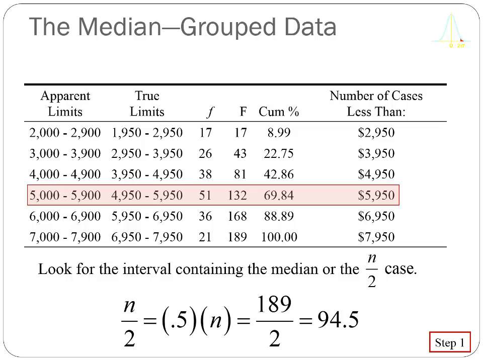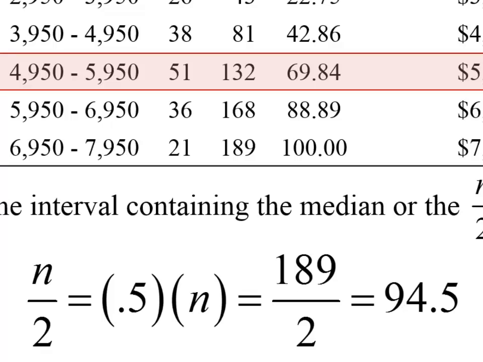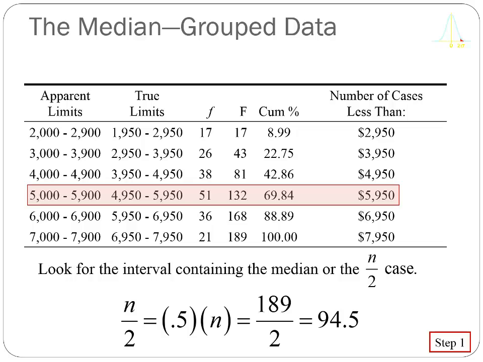Again, half the cases are not below 4,000, nor are half the cases in 4,000 to 4,900 and above. But somewhere between 5,000 and 5,900 is a value such that half the cases fall below and half the cases fall above if they were ordered from low to high. If you look at the formula at the bottom, I can tell you that I have 189 cases. If I can find the value attached to the 94.5th case, 0.5 times n, then that's going to be my median value. So our trick is to find out what value is of that case.